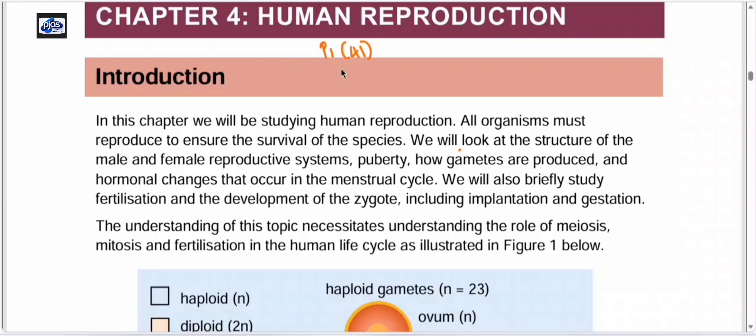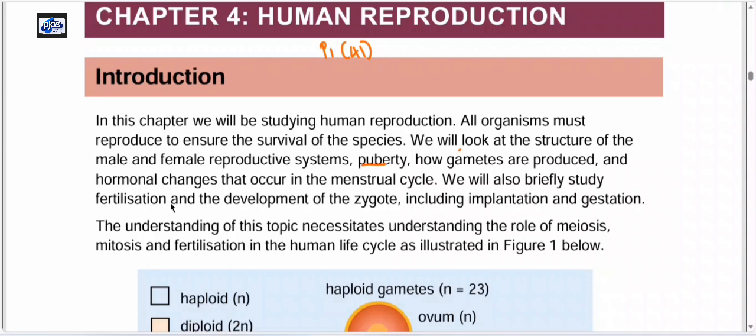We are also going to look at puberty, which is the stage between the male and the female reaches the secondary characteristics. And we're going to learn how the gametes are formed, and talk about the hormonal changes that occur in the menstrual cycle.